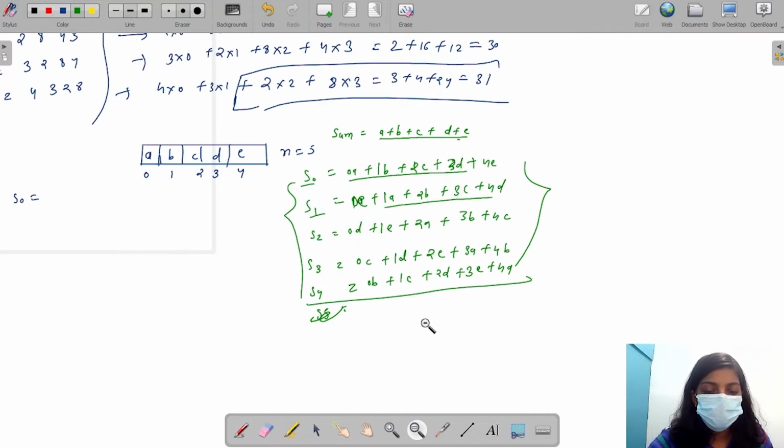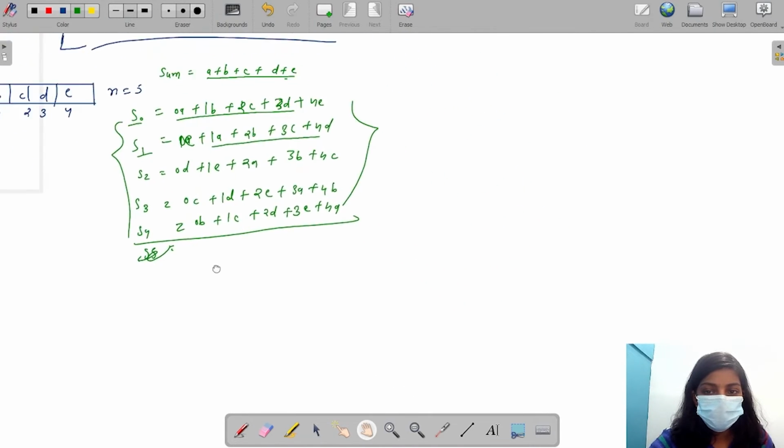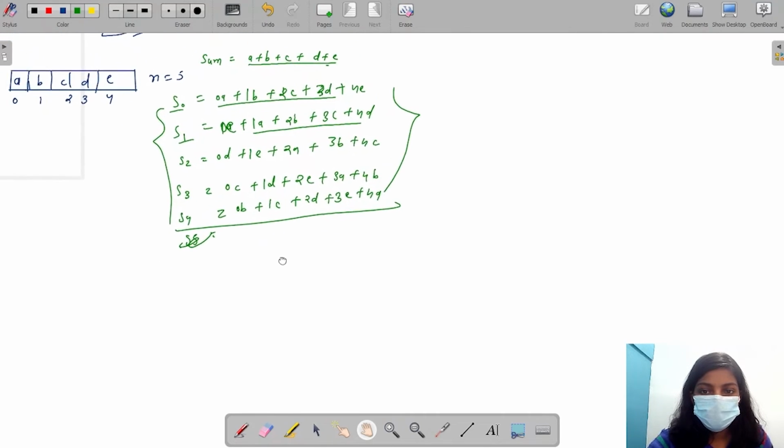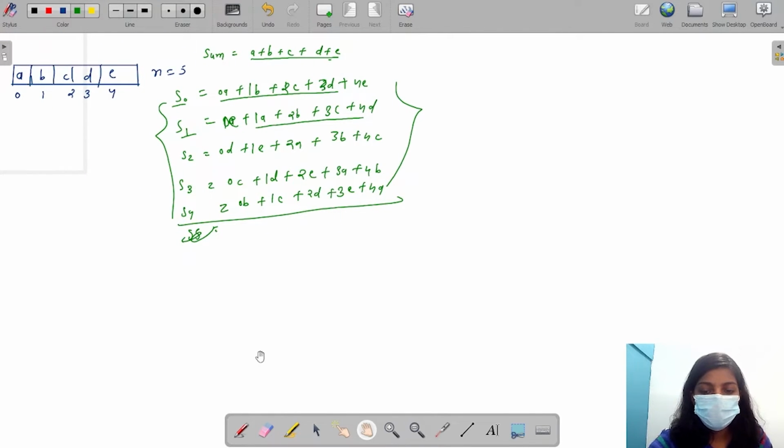So from here, let's see. This is my array, this is my sum, this is my S0. From here, as we can see, when I add sum to my S0, I get S0 plus sum, which will be what? A plus 0A will be equal to A. B plus 1B will be equal to 2B, right? C plus 2C will be equal to 3C. D plus 3D will be equal to 4D. And E plus 4E will be equal to 5E. Right?